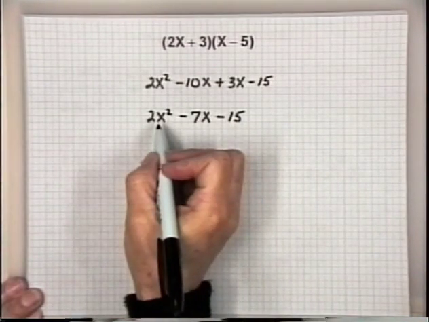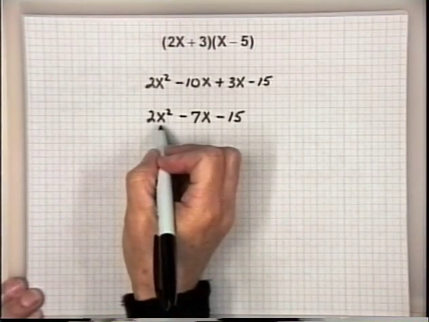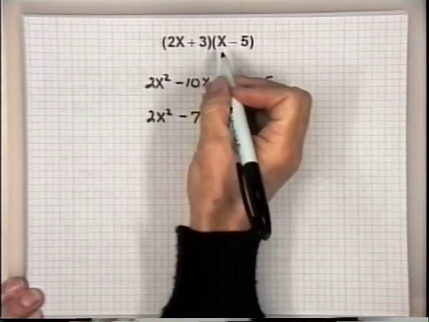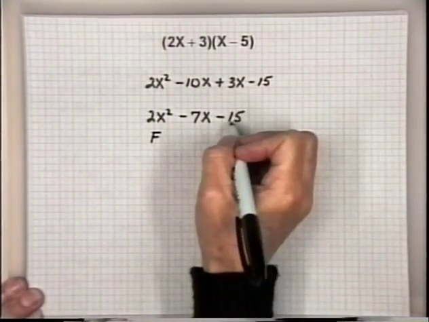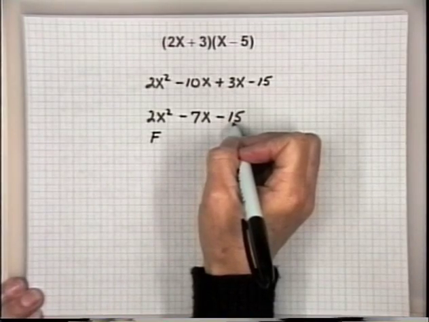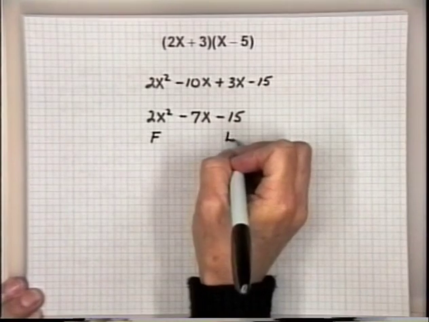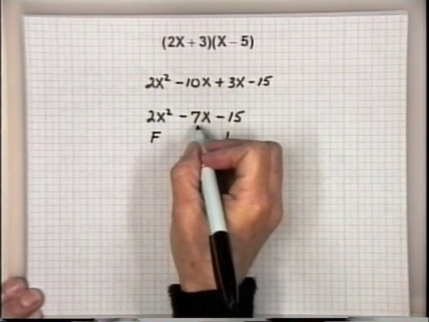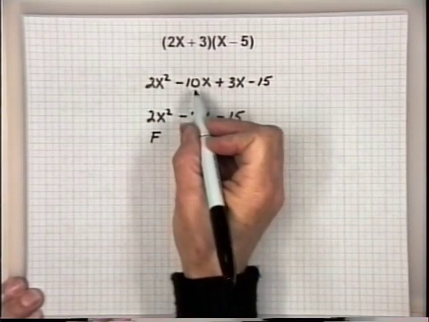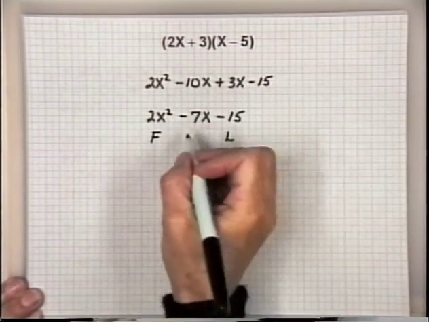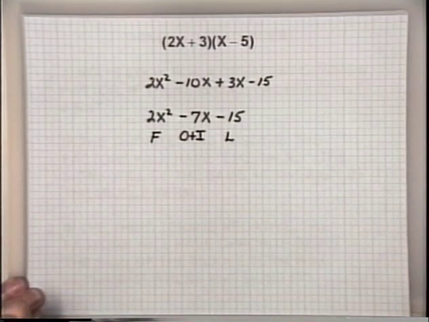Now let's remember that from this solution, we learned that this first term is the result of multiplying the first terms of our two factors. That's the F. The last term here is the result of multiplying the last two terms in our factors. That's the L. But our middle term is the result of adding together the outside product and the inside product. This middle term is outside plus inside.